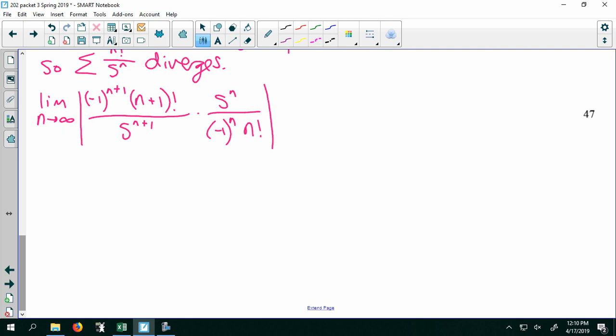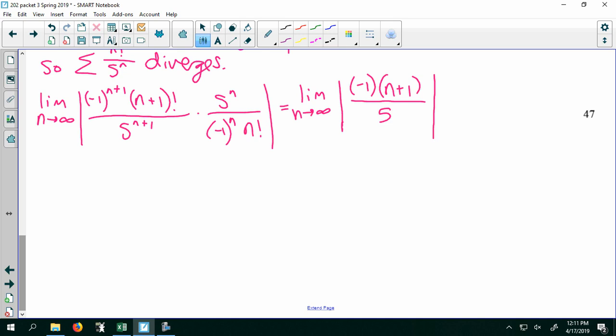All right, so now I'm just going to simplify this. So I have 5 to the n over 5 to the n plus 1. That's going to leave me with a 5 in the denominator. I have n plus 1 factorial over n factorial. That's going to leave me with an n plus 1 in the numerator. Okay, and then I have -1 to the n plus 1 over -1 to the n. Subtract the exponents and you get -1 to the first in the numerator. So I've got a -1 here.